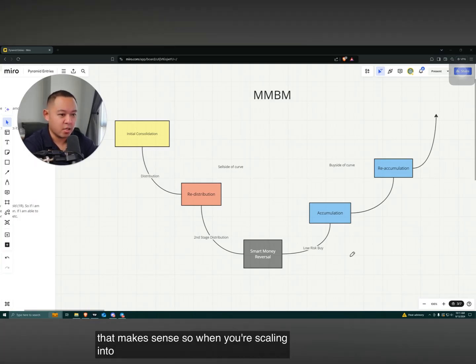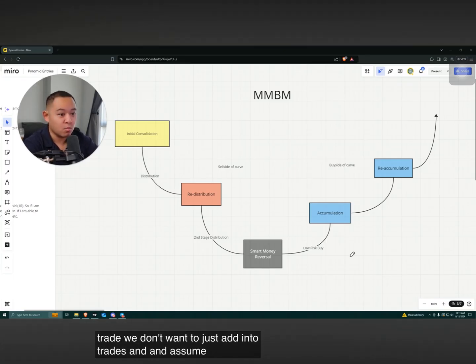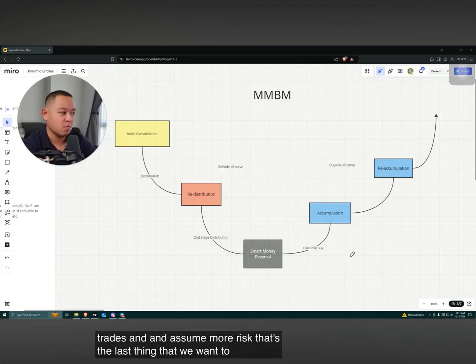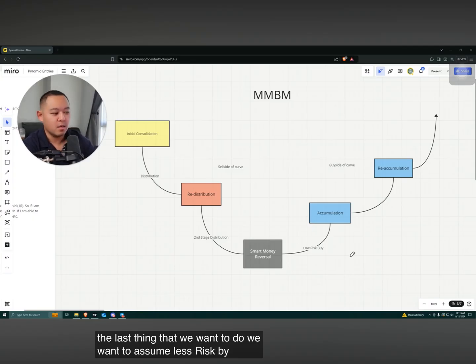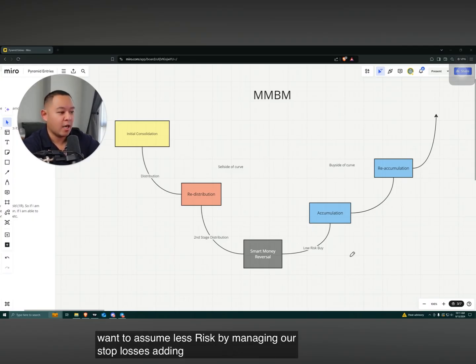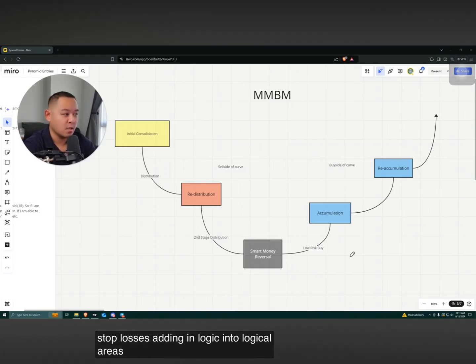So when you're scaling into trades, always keep in mind the open exposure that you're putting on the trade. We don't want to just add into trades and assume more risk. That's the last thing that we want to do. We want to assume less risk by managing our stop losses, adding in at logical areas, and letting the trade pan out naturally.